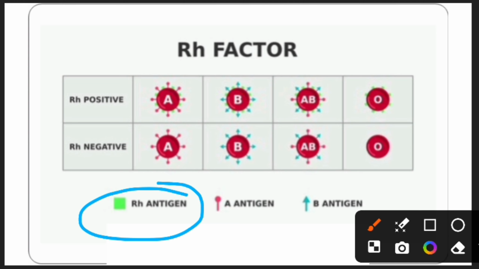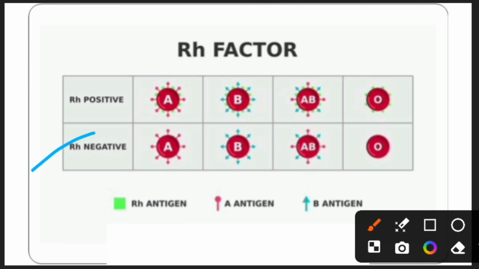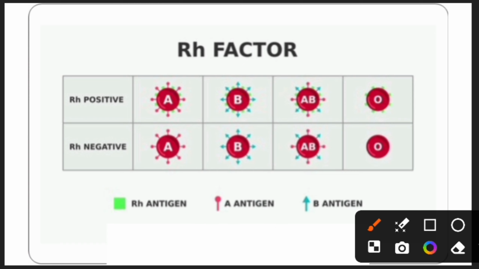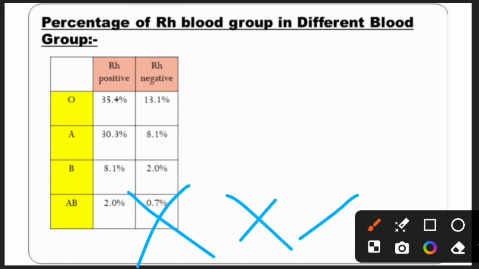In the same way, in the Rh negative blood groups, no Rh factor is present. So in Rh negative A blood group, only A antigen is present. In Rh negative B blood group, only B antigen is present, and in Rh negative AB blood group, only A and B antigens are present, but not the Rh factor. But in Rh negative O blood group, no antigen is present.